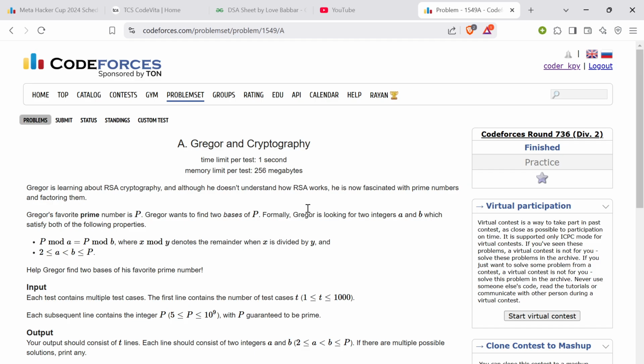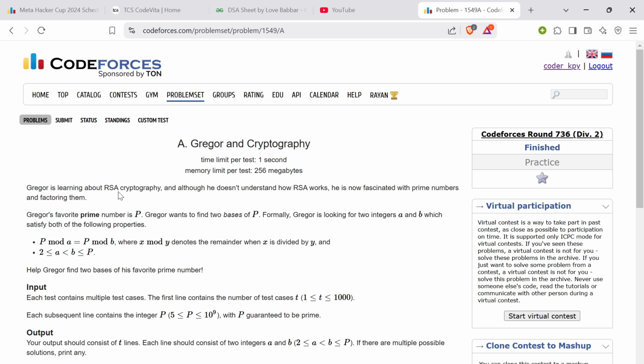Hello guys. So this is Codeforces Round 736 Div-2 problem A, Gregor and Cryptography. Okay, this is it. You can first read the problem. What is the problem asking?